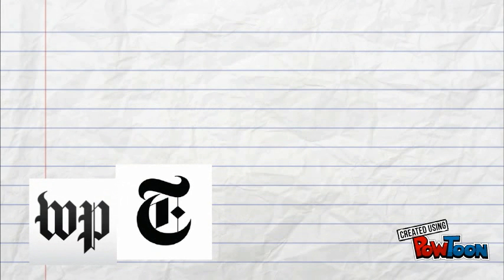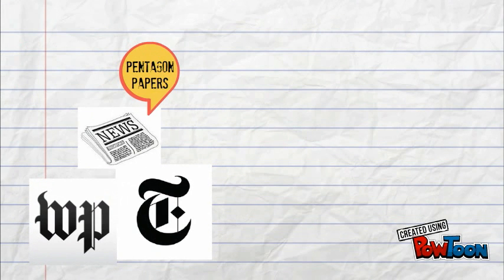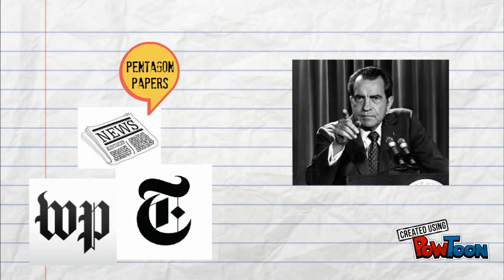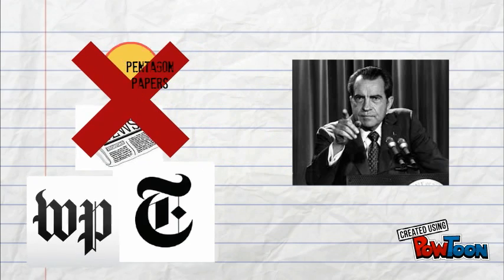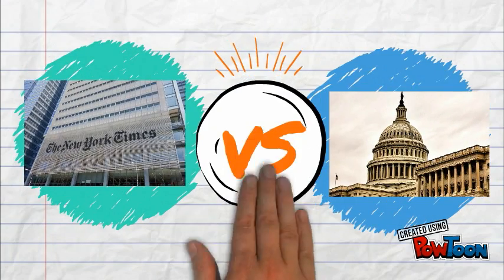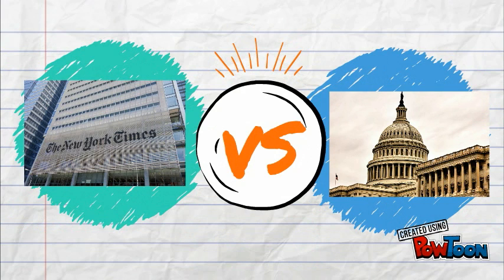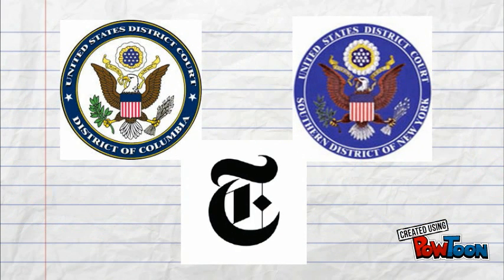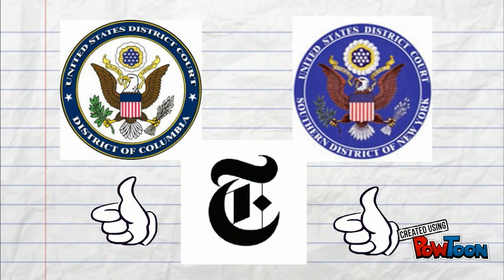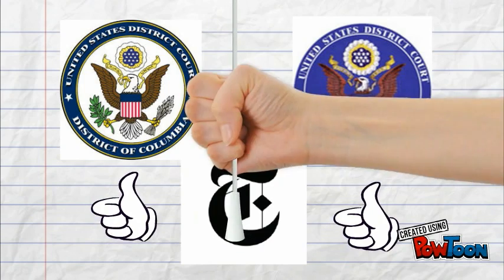Following the publication of the first articles by the New York Times and the Washington Post, the Nixon administration blocked any additional articles from being published about the Pentagon Papers. In order to get the block removed, the New York Times sued the United States in the District Court of the Southern District of New York and the District Court for the District of Columbia. Both of these district courts sided with the New York Times and removed the block on the articles.